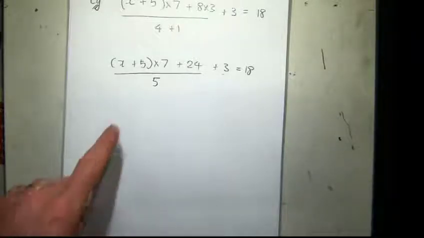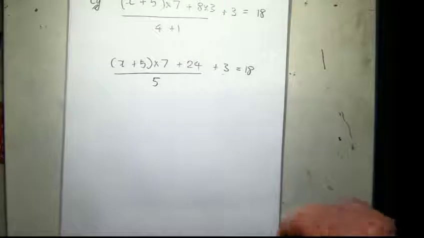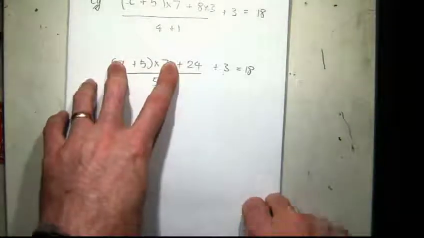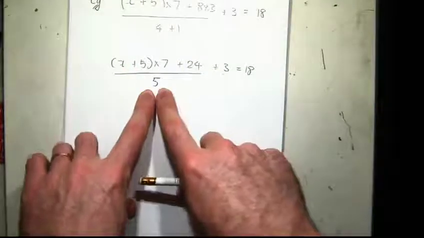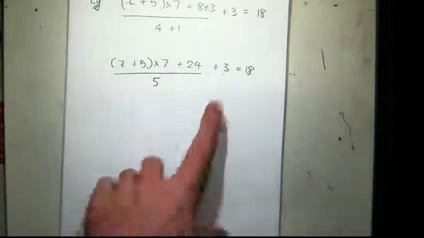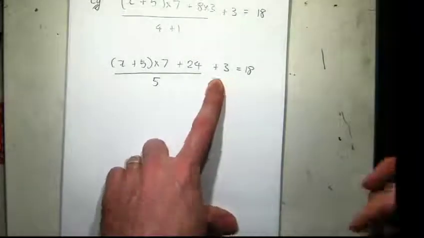Okay, so now let's investigate. What has been done to my x? If I start at the x and work my way out, I had to add the 5, and then times 7, and then add 24, and then divide by 5, and then add 3, and it came to 18. Cool. So I need to do those things backwards. The last thing that was done was the 3. I'm going to have to remove that plus 3.